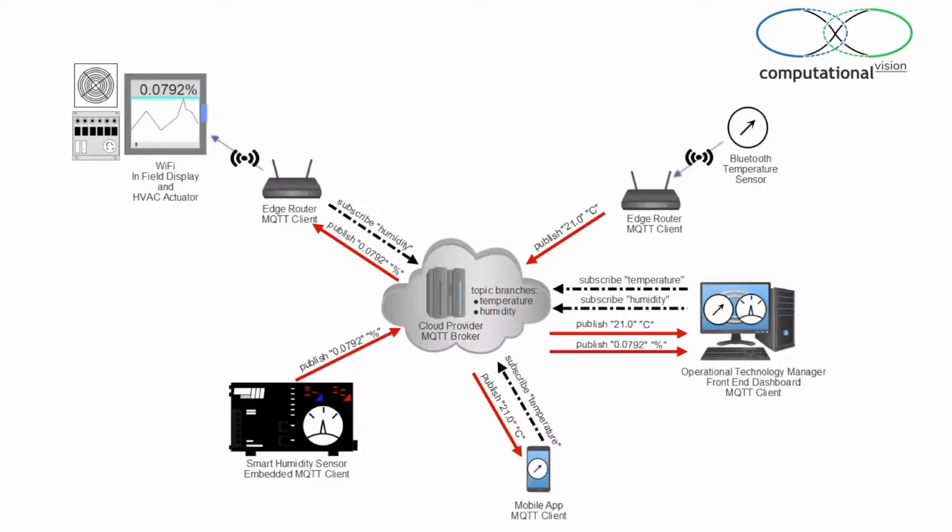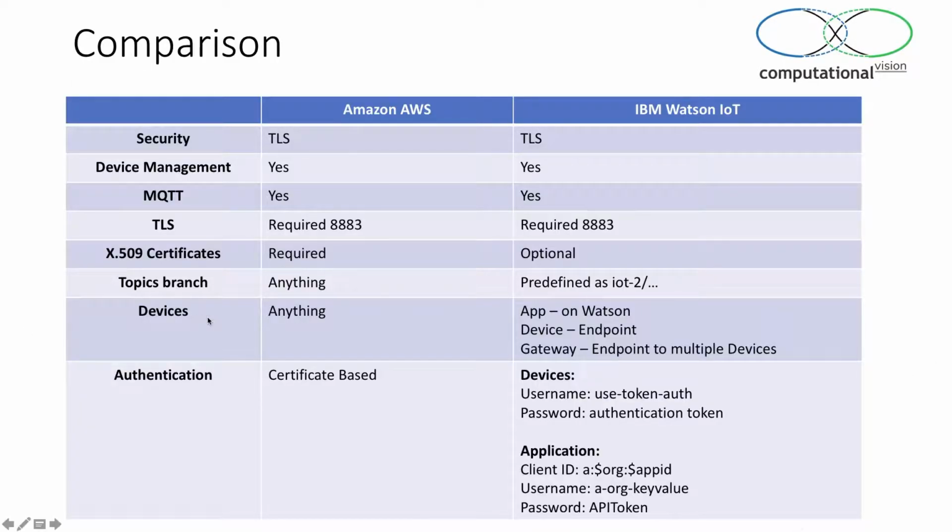So if we wanted to contrast the two, both have very similar arrangements when you set up an MQTT broker on Amazon or IBM. Both have TLS, mandatory level encryption, and a certification process. Both offer device management, so you can manage the devices, and both are using the latest versions of the MQTT libraries. You have to open up a port 8883 on both for TLS to proxy through.